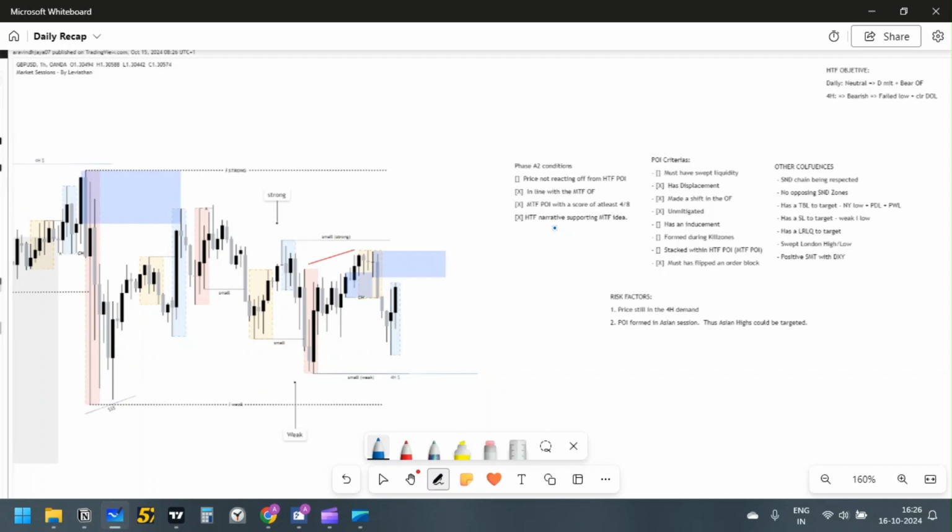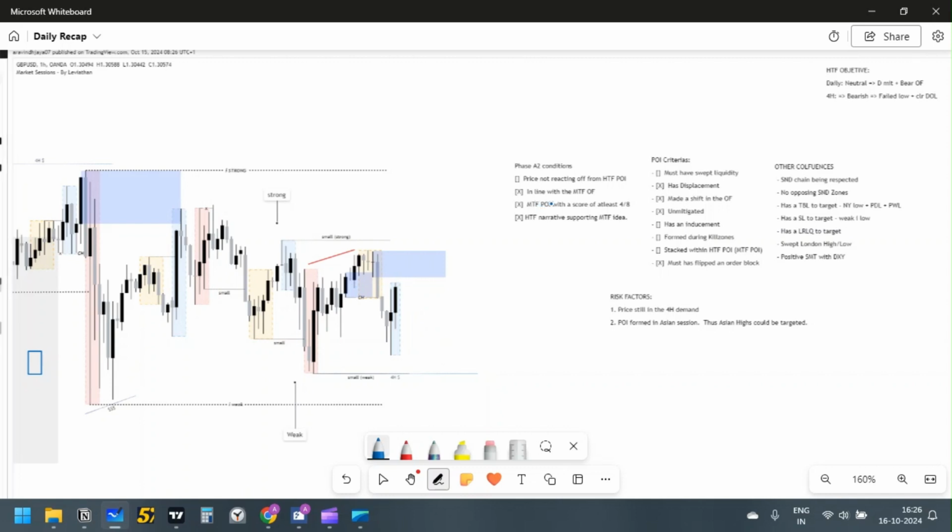So the first condition is that price was reacting out from a high time frame POI. Actually, price is still in the 4 hour demand, so I can't say this box can be ticked. So this is unticked. Next, it is in line with the medium time frame order flow. Medium time frame has chopped bearish recently, so I'm trading bearish, taking shorts, which is in line with the medium time frame order flow.